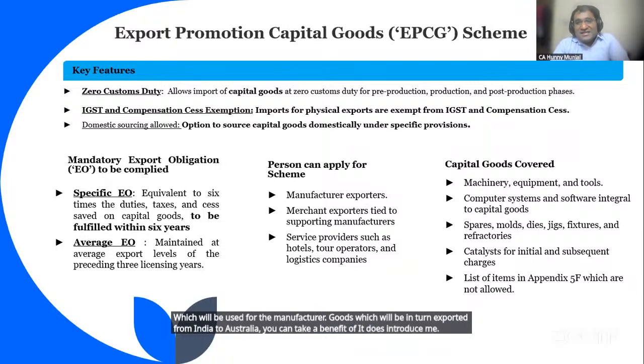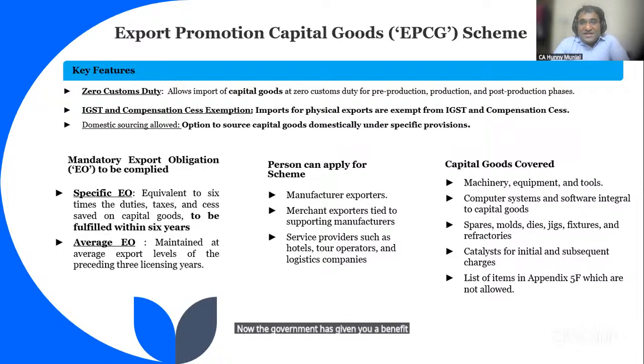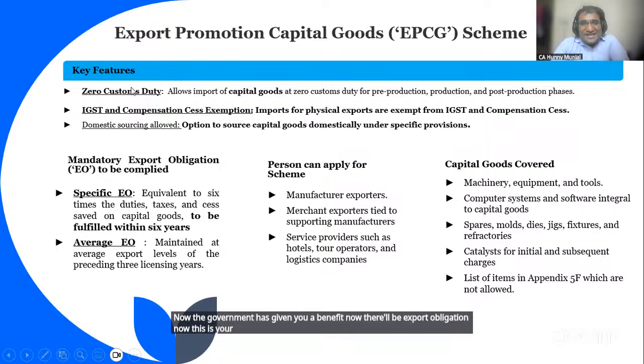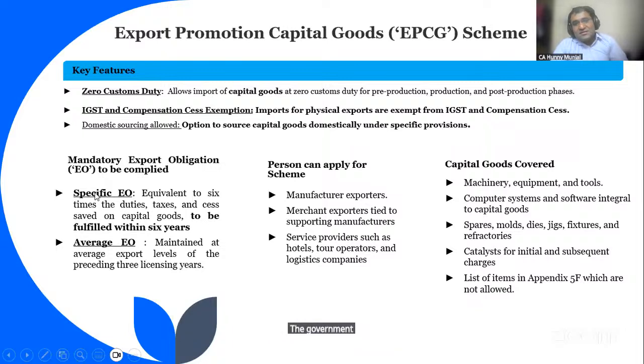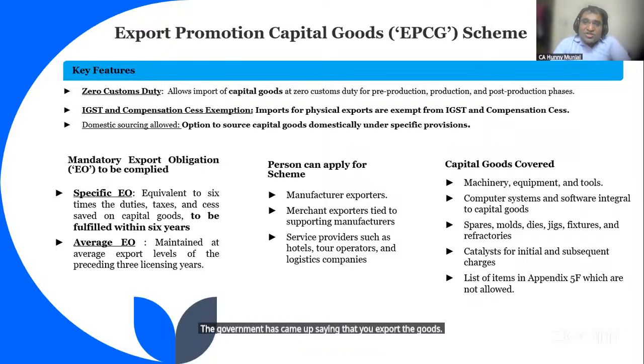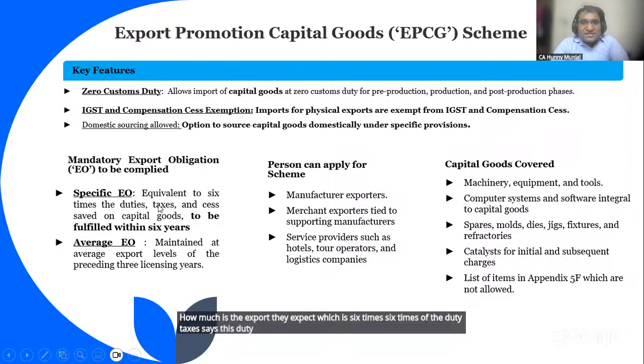Now, the government has given you a benefit. Now, there will be an export obligation. Now, this is your duty saved or your taxes saved. The government has come up saying that you export the goods. How much export do they expect? Six times of the duty, taxes, cess. This duty would be customs duty, taxes, IGST, compensation cess. Whatever amount you have saved, six times of that you have to do as an export obligation within 6 years.